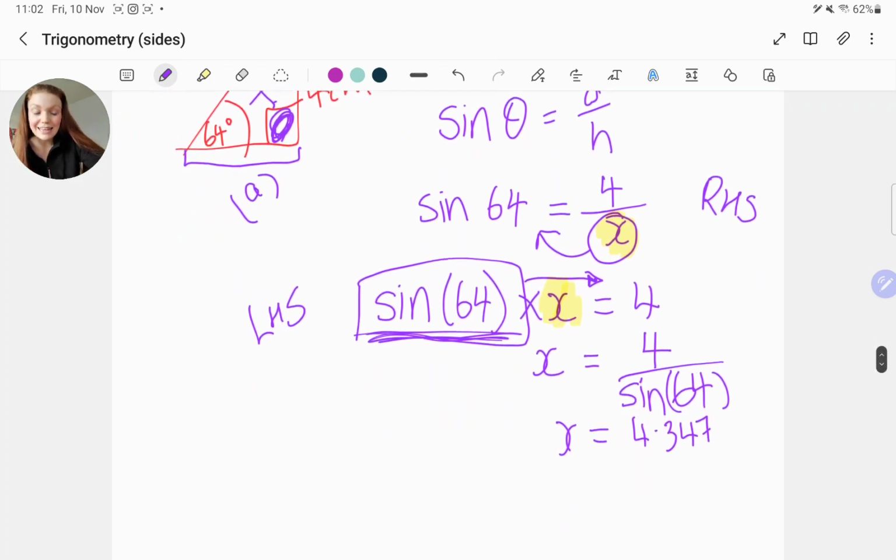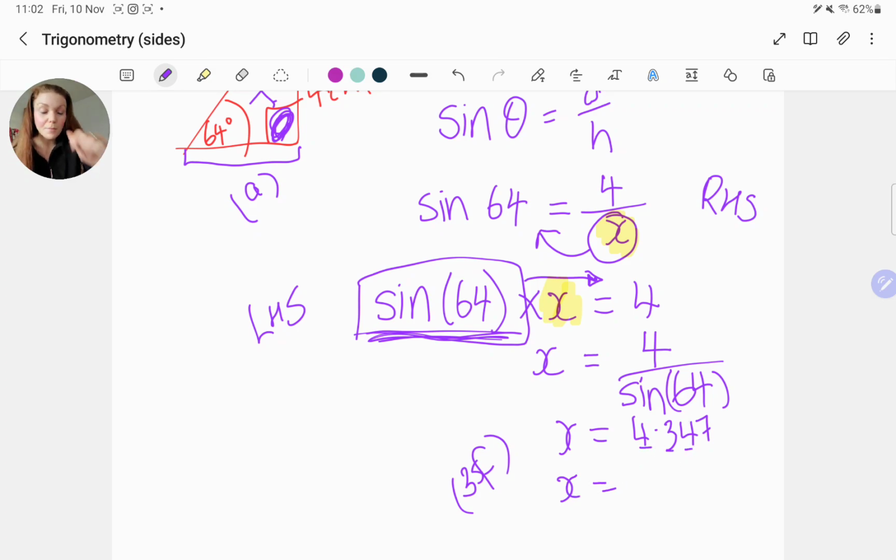4.347. Again, let's do 3 significant figures. Gives me x equals 1, 2, 3, round up because the one to the right of it is 7, 4.35 centimetres. Okay, so hopefully that all makes sense, and if you want any further questions on that, please do comment below and let me know, and I can do another video. But this is trigonometry in finding sides.